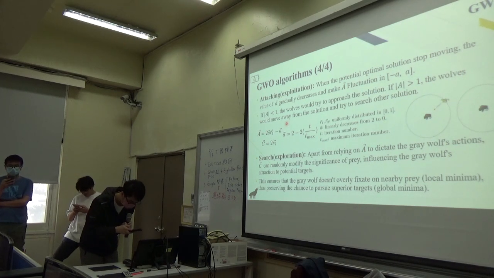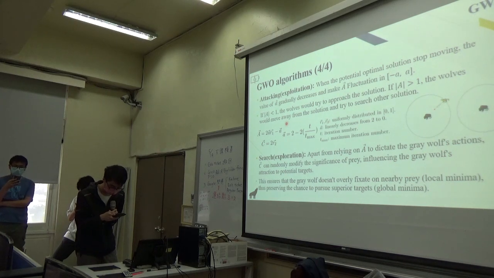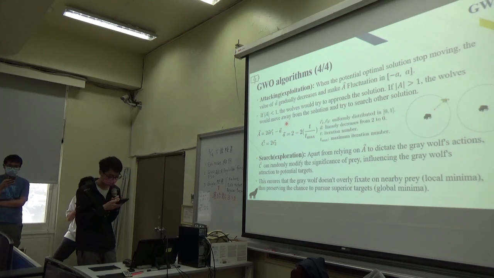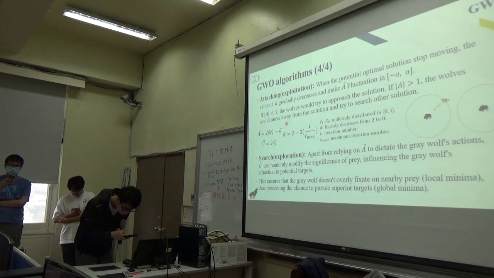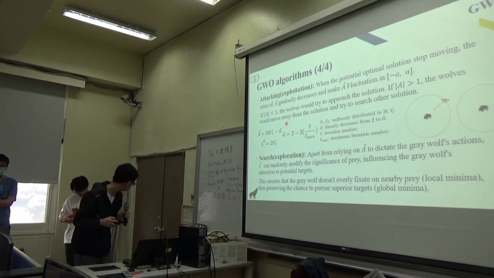And this ensures that the gray wolf doesn't overly fixate on nearby prey, which is the local minimum, and thus preventing the chance to pursue superior targets, which is the global minimum. Okay.